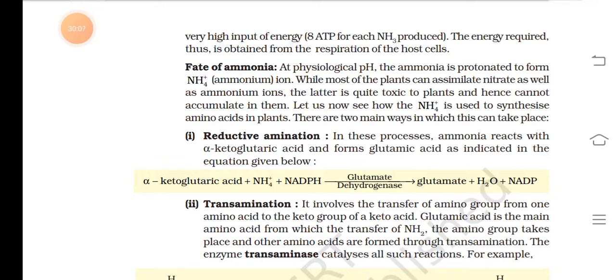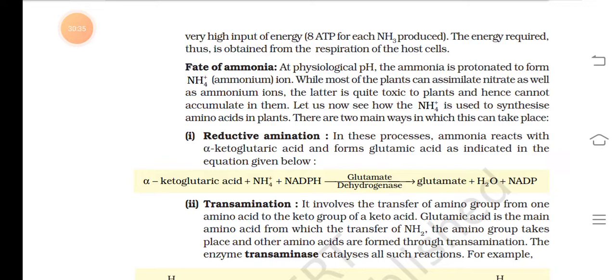Fate of ammonia. At physiological pH, the ammonia is protonated to form NH4 plus ammonium ion, while most of the plants can assimilate nitrate as well as ammonium ions. The latter is quite toxic to plants and hence cannot accumulate in them. Let us now see how the NH4 plus is used to synthesize amino acids in plants. There are two main ways in which this can take place.